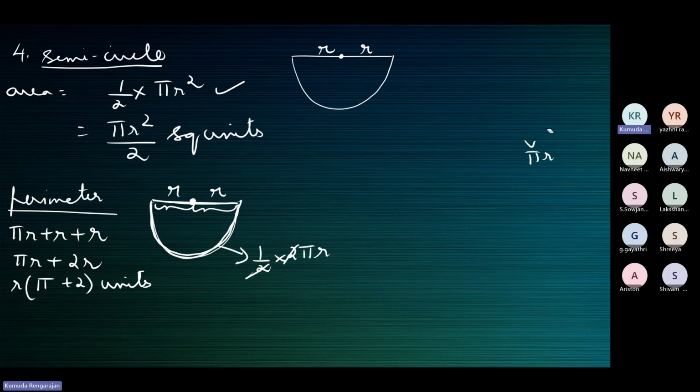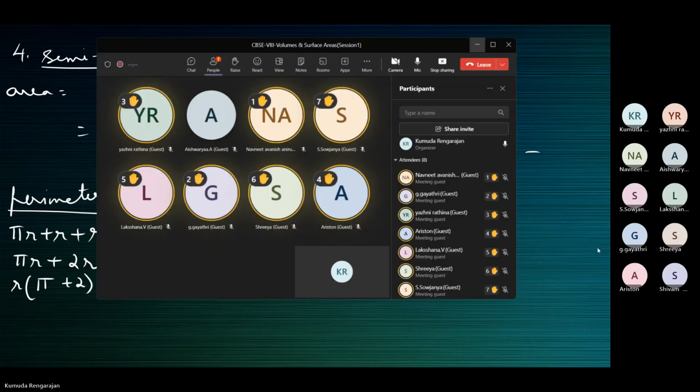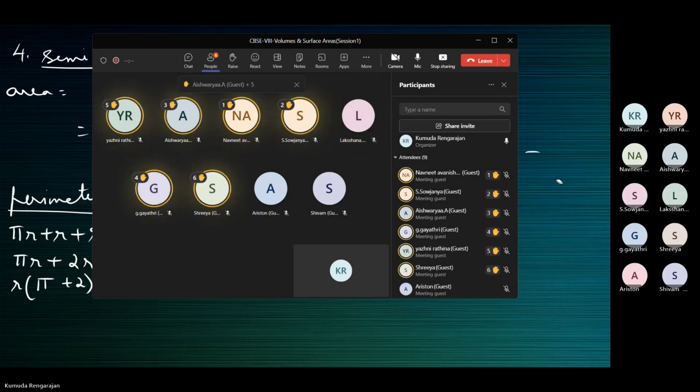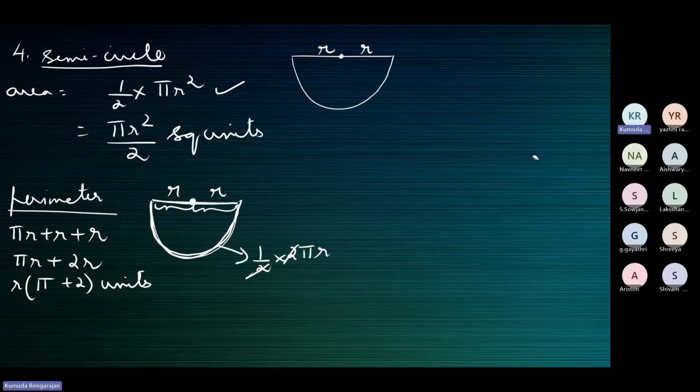If this is clear, raise your hand, children. Lower your hands and raise your hand again if this is clear. All right, children. Let's proceed.